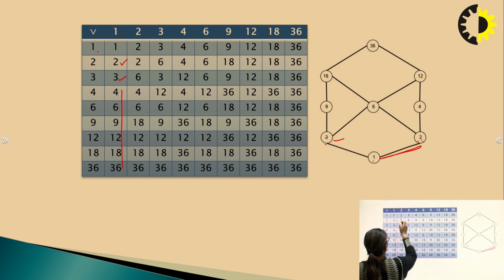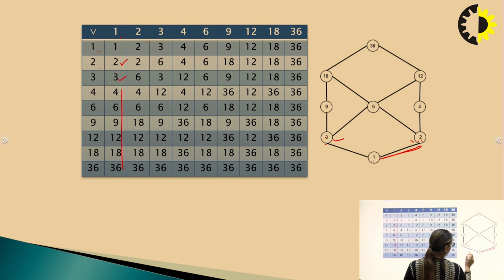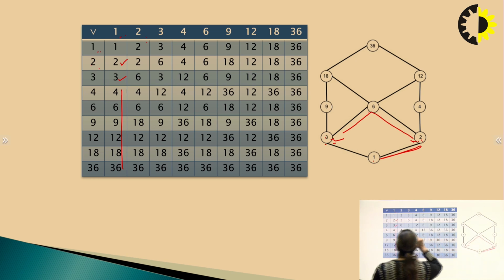Now let's go to the second column. 2 and 1 again will be the same, 2. 2 and 2, 2. 2 and 3. Now we have to go to the upper side, right? There is no relation between them, so where they are intersecting on the upper side, that is 6. So 6 is the answer. 4 and 2, there is a relation, so the upper element will be there. 6 and 2, there is a relation, 6 will be there.